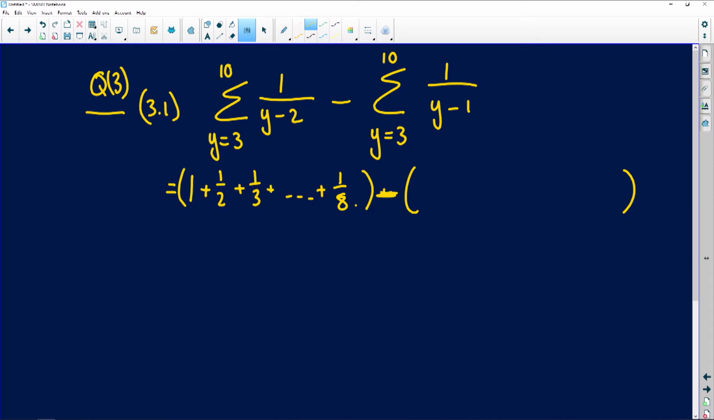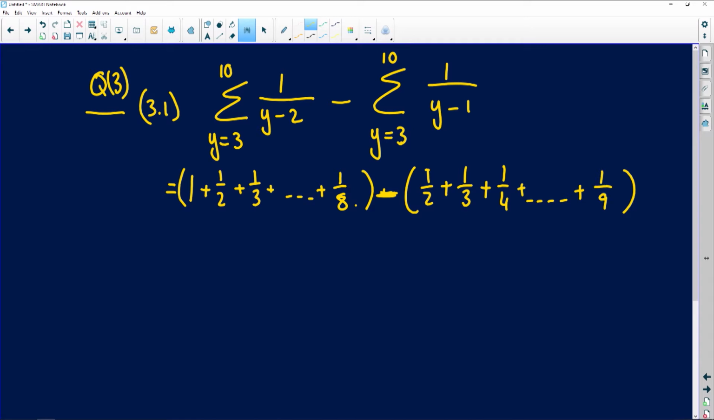There's a minus between. Let's work out these terms. The first one will have a 3. Y starts at 3. 3 minus 1 is 2, so you have a half. Plus, then it becomes 4. 4 minus 1 is 3, so we have 1 over 3. The next one will be a 5. 5 minus 1 is a quarter. And we continue until we get to our last term. What's the last term in the sequence? Well, the y value becomes a 10, and we have plus 1 over 9.